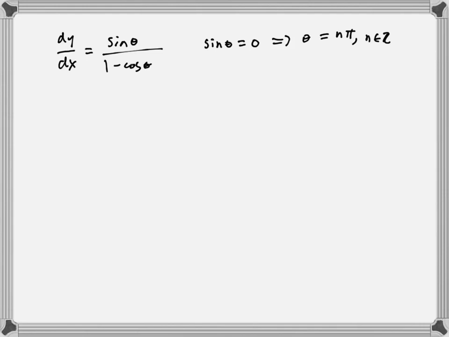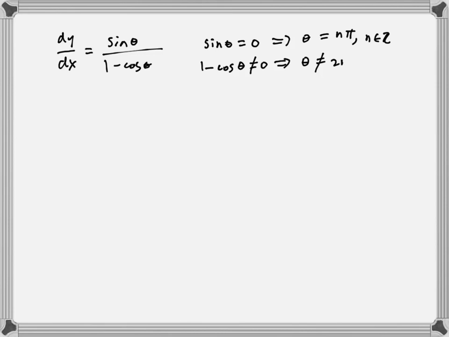Now, what about 1 minus cosine theta, though? We have to be careful. We've got to make sure that we're not dividing by 0, right? So we want 1 minus cosine of theta to not be 0, right? That's the only way we could have a horizontal tangent line, if the top is 0 and the bottom is not. Otherwise, you'd have 0 over 0. So this means that the only place that cosine can be 1 is at multiples of 2 pi. So this is when theta is a multiple of 2 pi. So I'm going to write 2 pi. Let me write it this way.